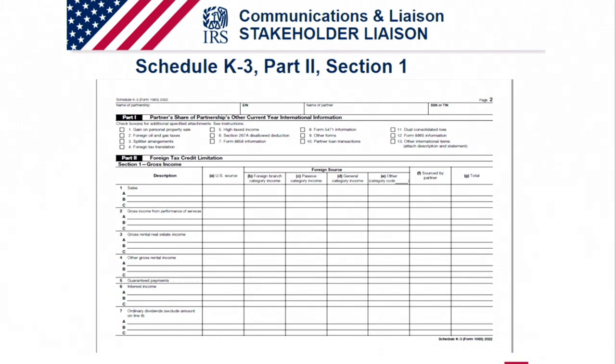This slide is just a snapshot of the Schedule K-3, Part 2, Section 1, so you can visualize the part of the Schedule K-3 we just referred to. Note that Section 1 continues onto another page, but we're not depicting that here. The information in Part 2, Section 1, columns A through F, is used by the partner to allocate and apportion home mortgage interest expense.